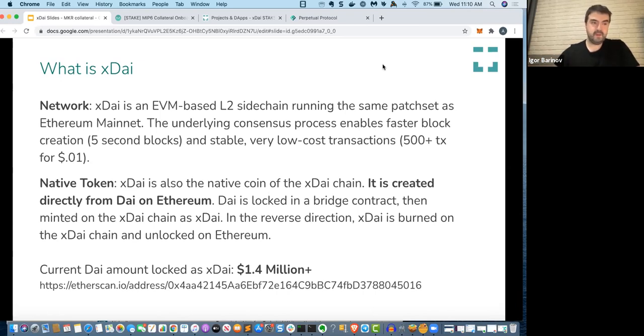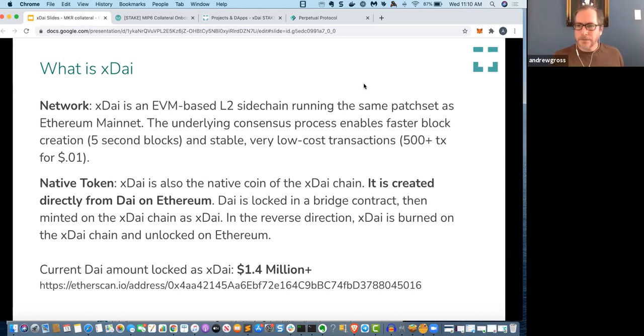So we have a DSR integration which can benefit people who are using xDAI one day, but for now DSR is not enabled by obvious reasons.